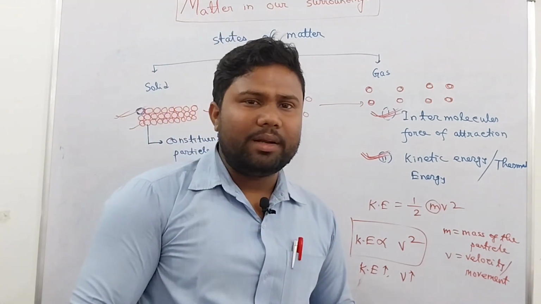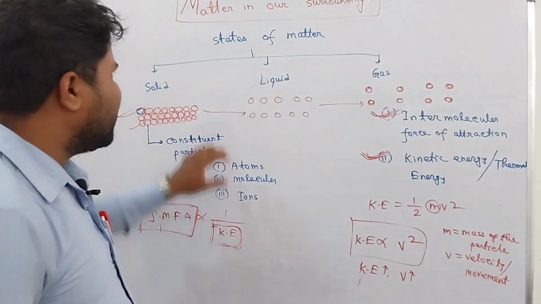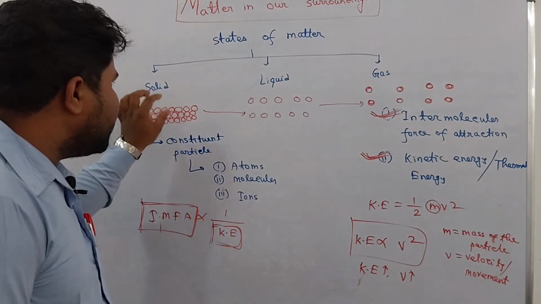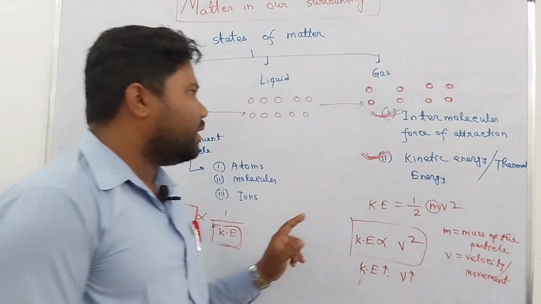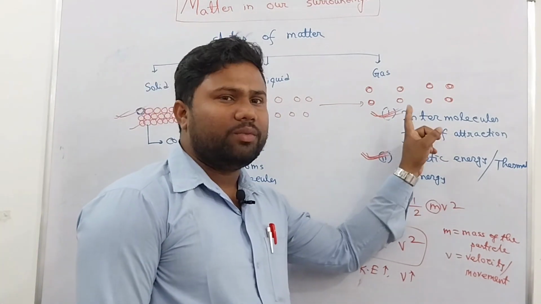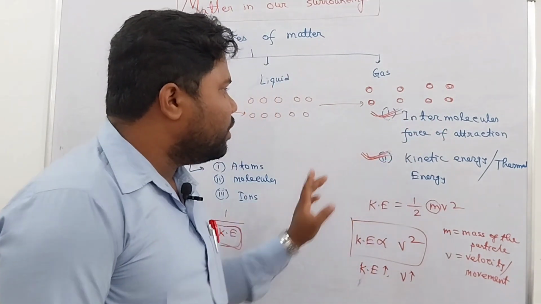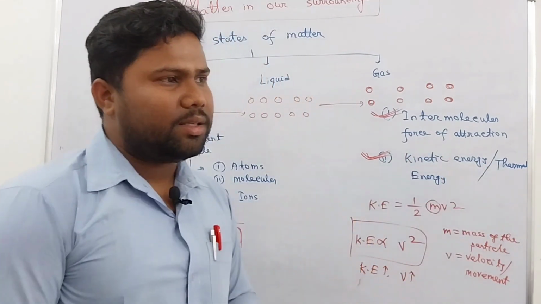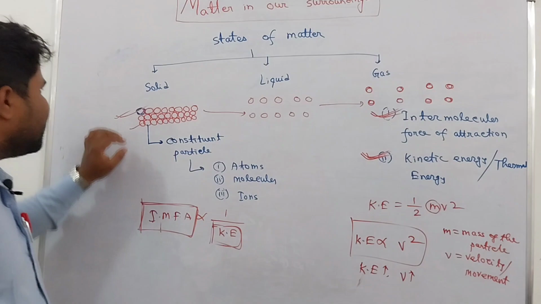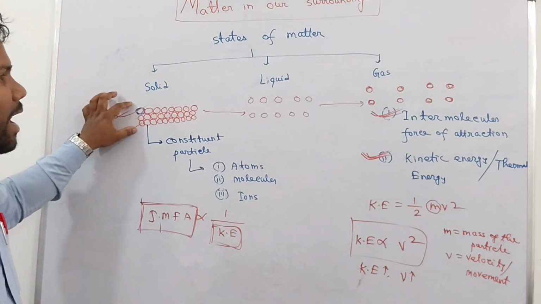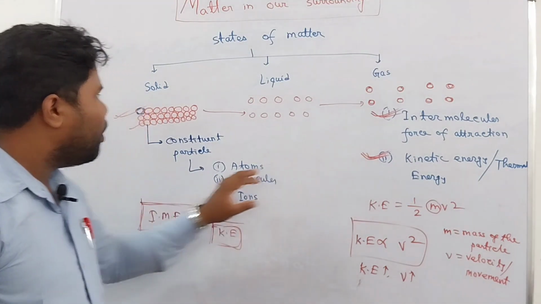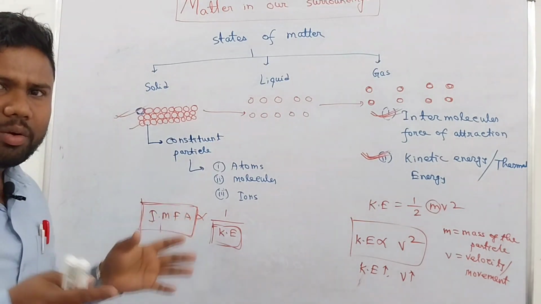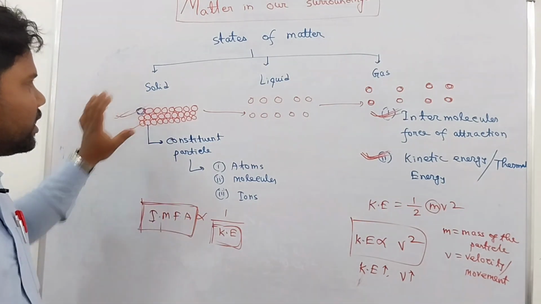So what we have learned? We have learned that there are three states of matter, and states of matter depend on two factors. The first one is intermolecular force of attractions, and number two is kinetic energy, or sometimes it is also known as thermal energy. Due to very high intermolecular force of attractions and very low kinetic energy, all the particles are getting very close to form the solid state of matter.